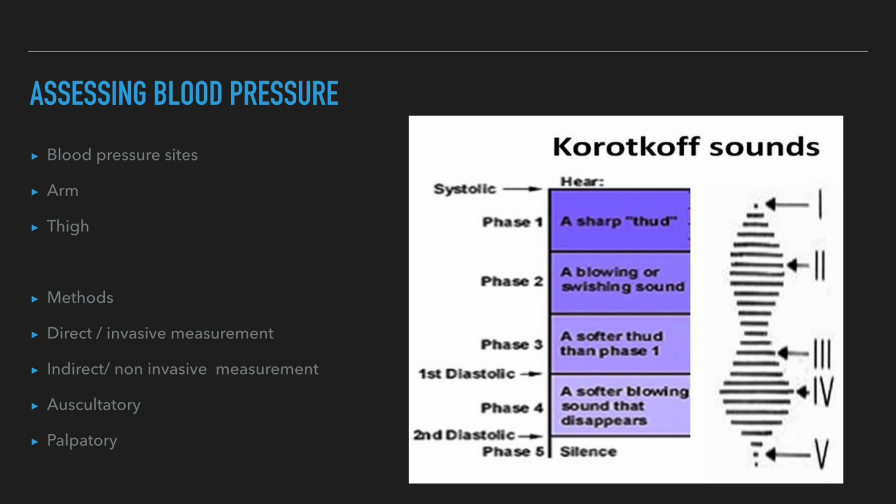An auscultatory gap is the absence of Korotkoff sounds between phases I and II. Failure to identify an auscultatory gap may result in underestimation of the systolic blood pressure or overestimation of the diastolic pressure.